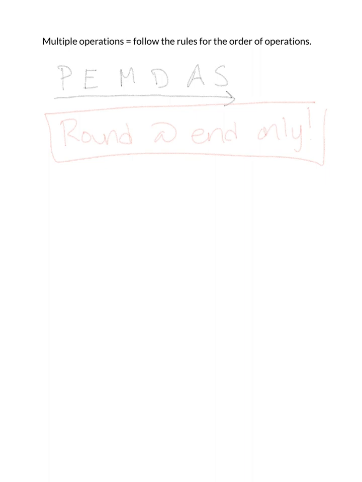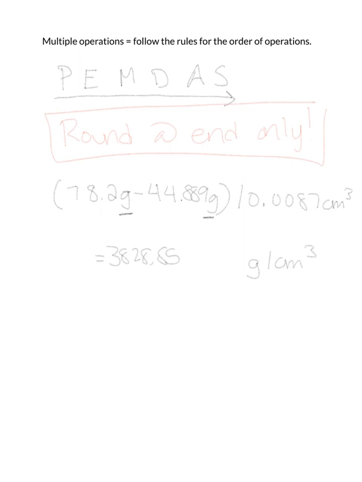So here's an example. 78.2 grams minus 44.889 grams divided by 0.0087 centimeters cubed. I notice that it's okay to subtract grams, and I also notice that I'm going to end up with grams per centimeter cubed as my units. Let's just go ahead and grab that. The calculator tells me that it's 3828.85057471 grams per centimeter cubed.